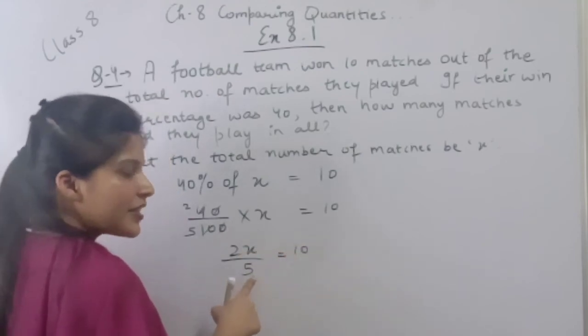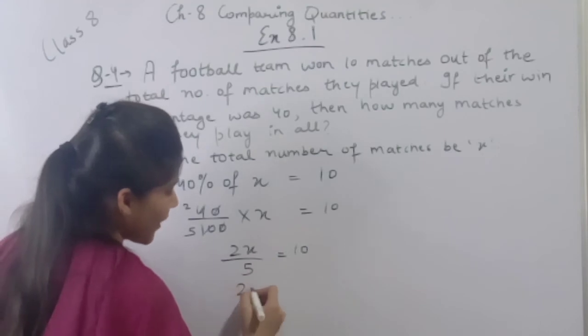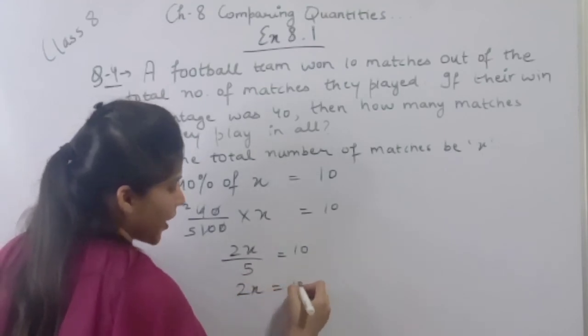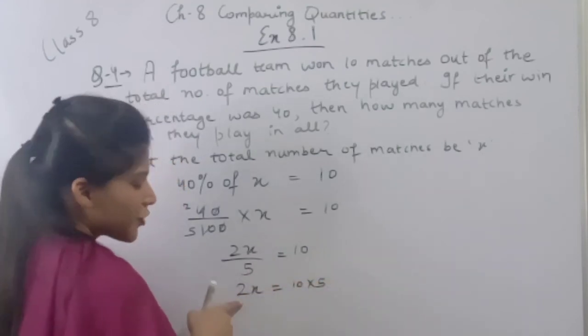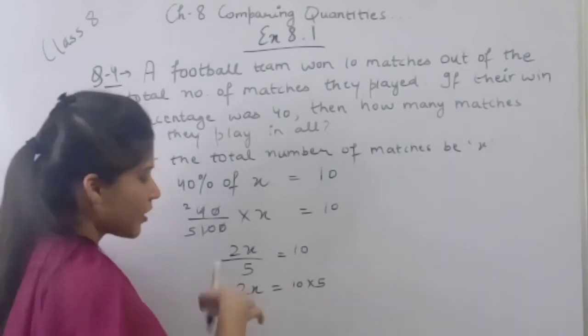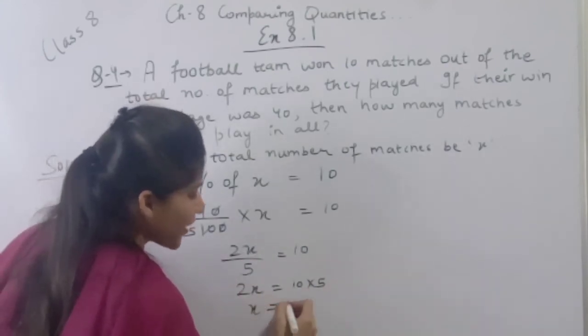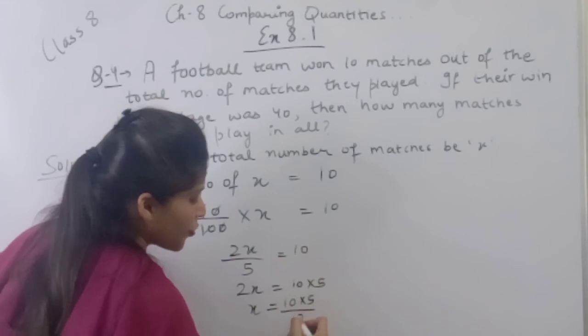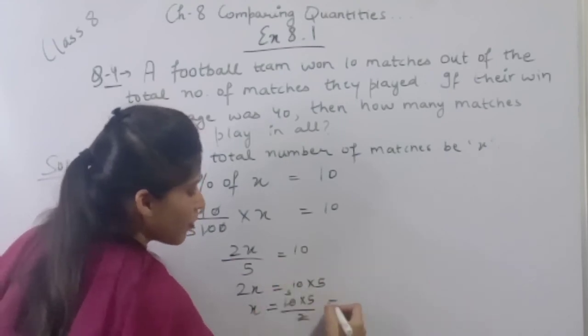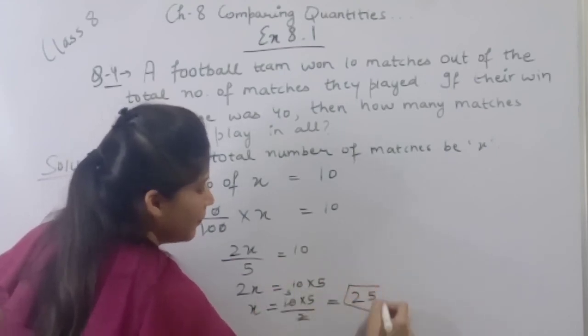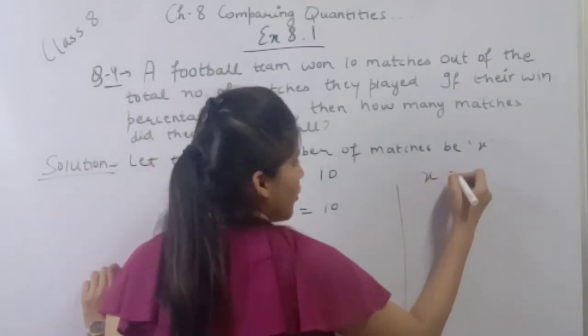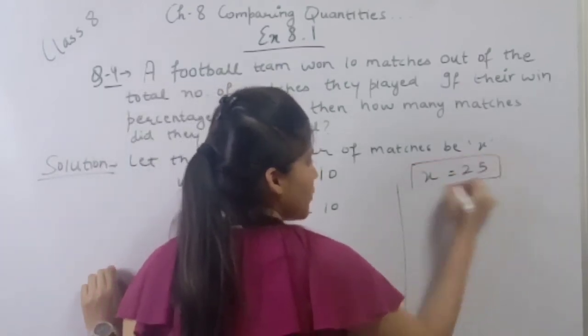Now 5 is in division, so it will shift, it will be transposed, and become multiplication into 5. Now this 2 is in multiplication, so when it shifts it will become division. 10 into 5 upon 2. So 2 5s are 10. So 5 into 5 is 25. So the value of x comes out to be 25.